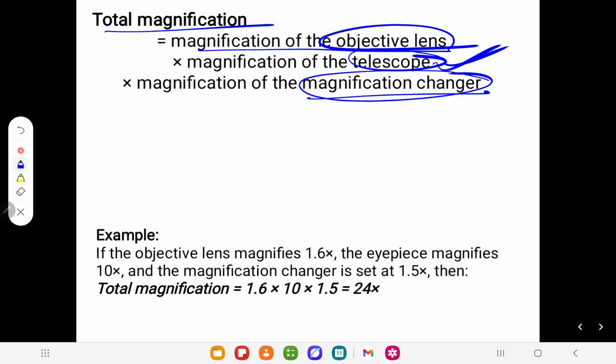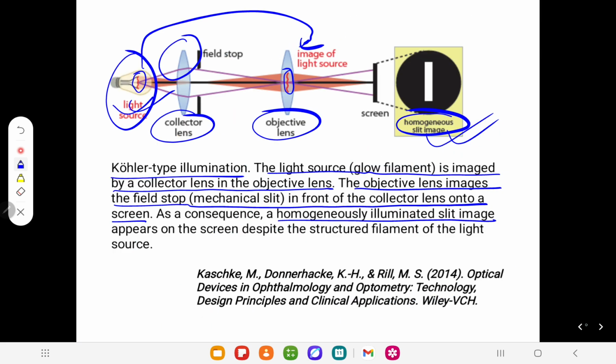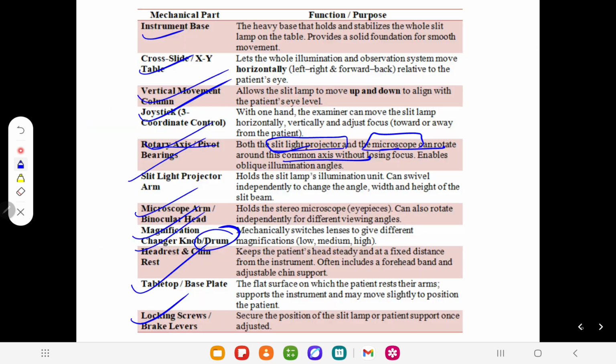If the objective lens has a magnification of 1.6 times, the eyepiece has a magnification of 10 times, and the magnification changer is set at 1.5 times, then what is the magnification? Just 24, isn't it? So this is how we calculate the total magnification of the eye. Okay, this is the last slide, the references. Let me go to one picture first and then I'll explain, and finish all these things.